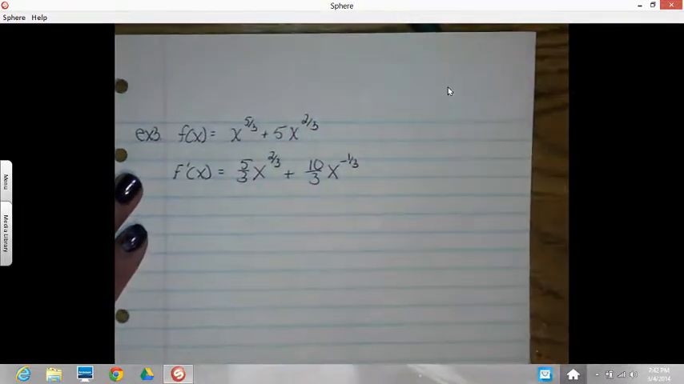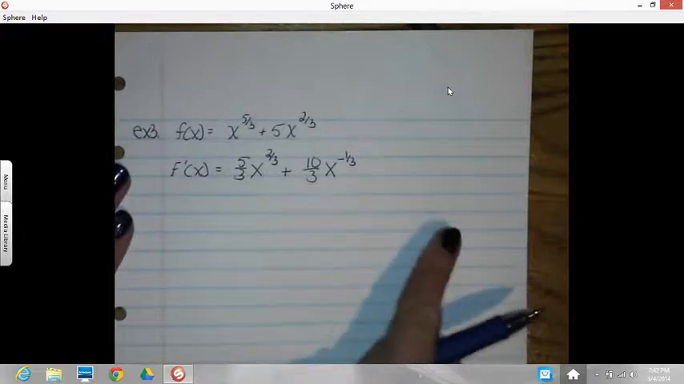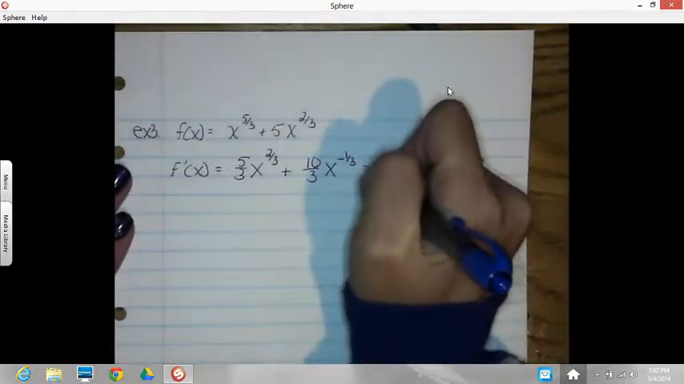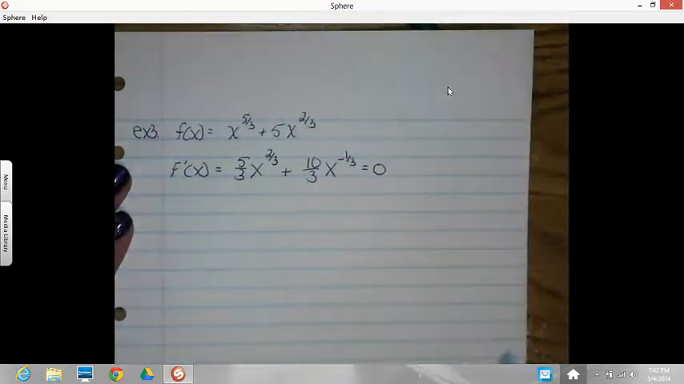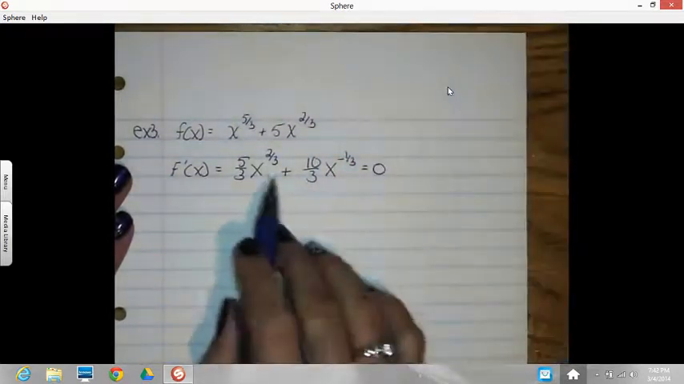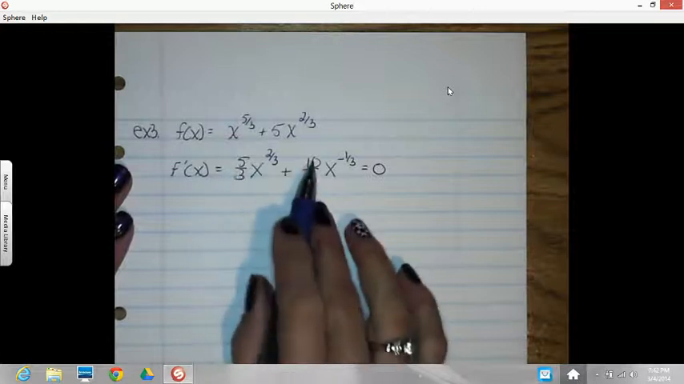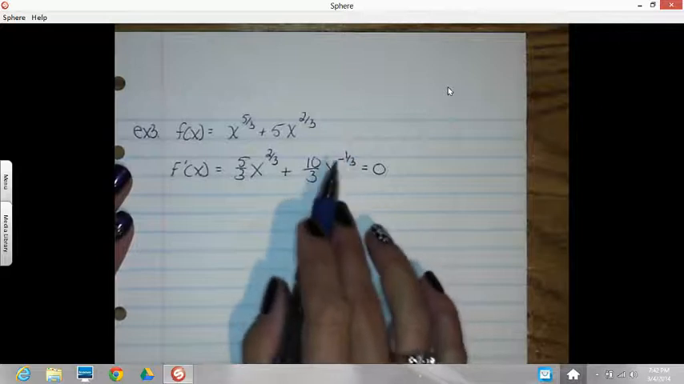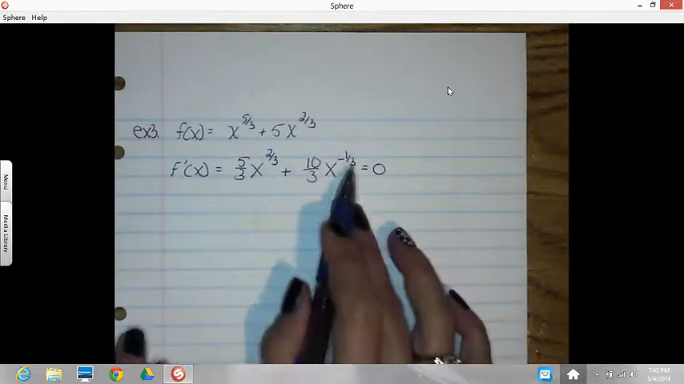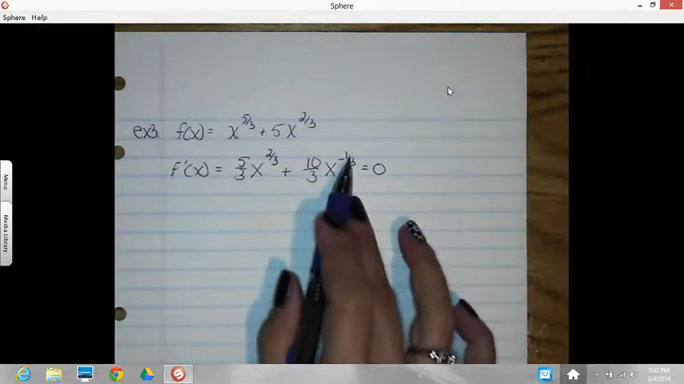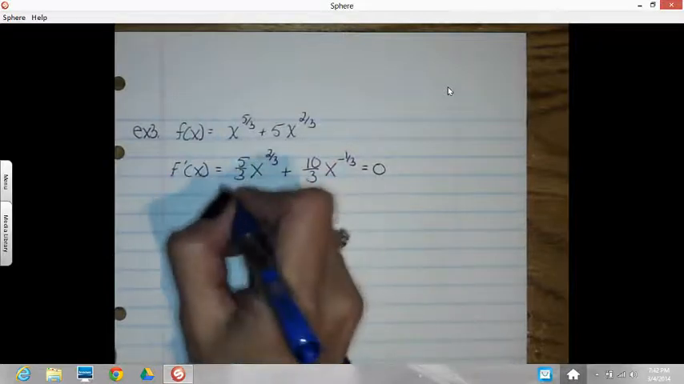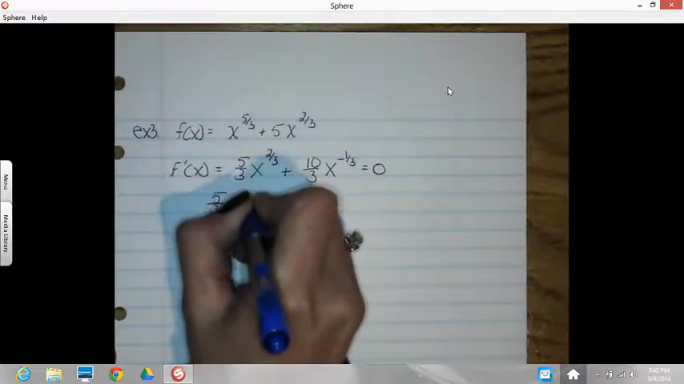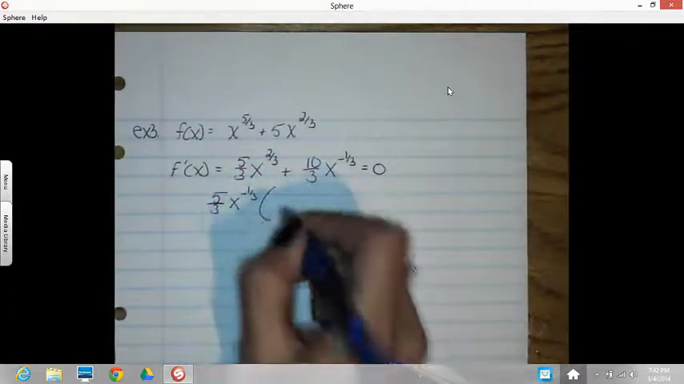Okay, we want to know when it equals 0 and if it's undefined. With this negative exponent, we are going to have the undefined. Well, let's go with the 0 first. Okay, I would factor out the 5/3, and you can factor with negative exponents. You take out the smaller of the two, and the negative 1/3 is the smaller one. So we are going to take out a 5/3 x to the negative 1/3. So the 5/3 is gone.